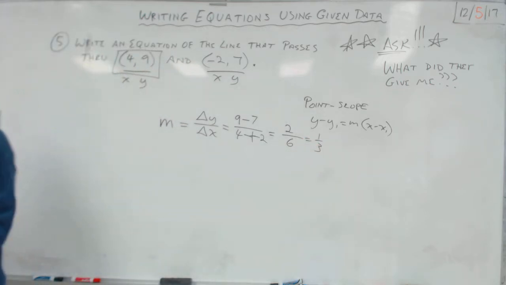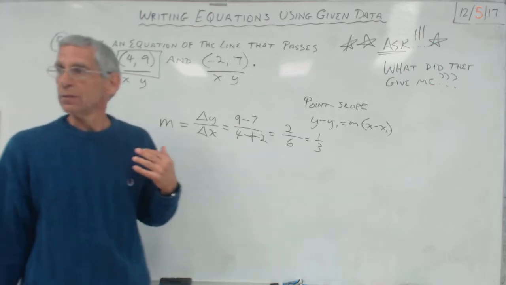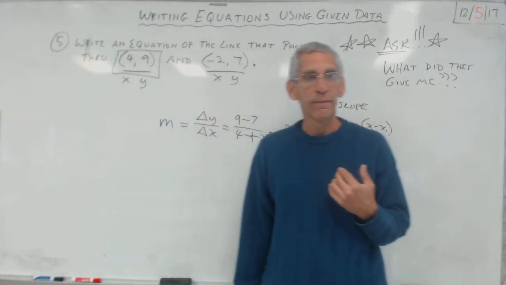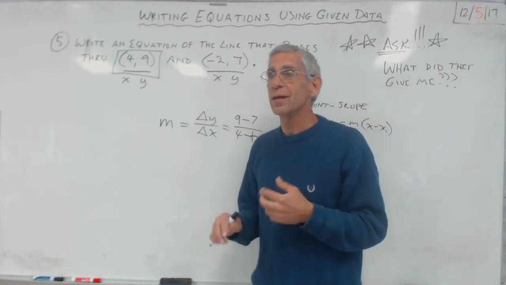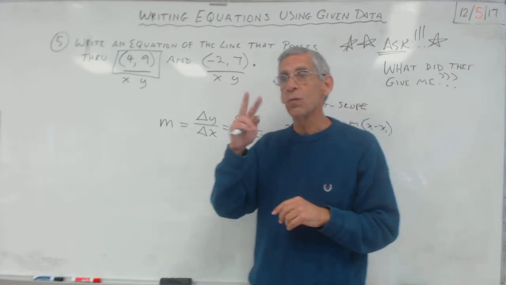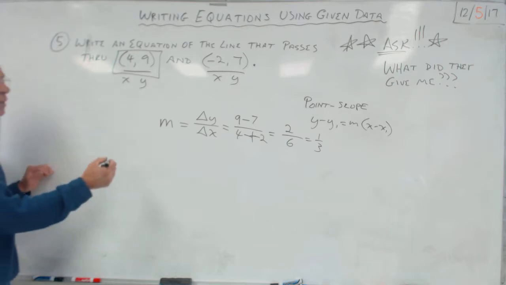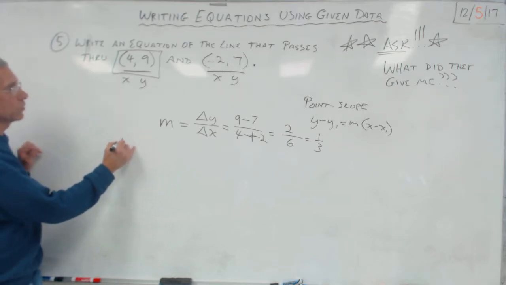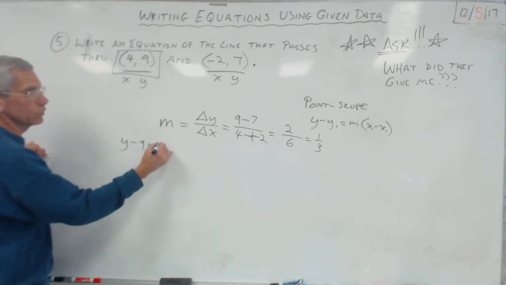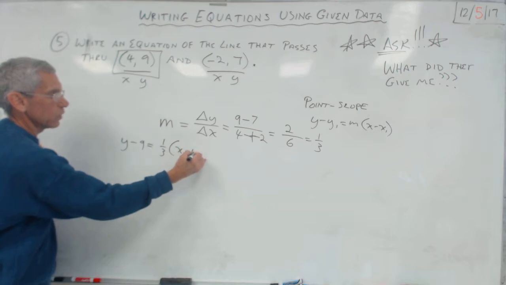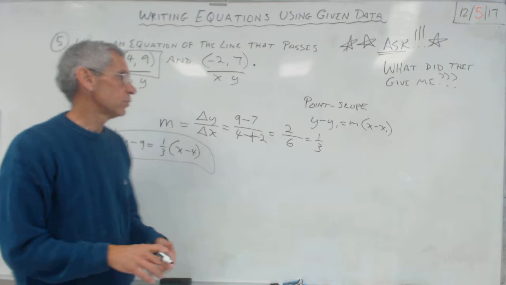Now, write the equation. How many equations could you write? Two, because there are two points. You don't have to write two, just write any one. You could write the point-slope equation and make your slope 1/3. So y minus 9 is equal to 1/3 times x minus 4. I'm going to use the point that I put a box around. Make sense? Let's do another one.